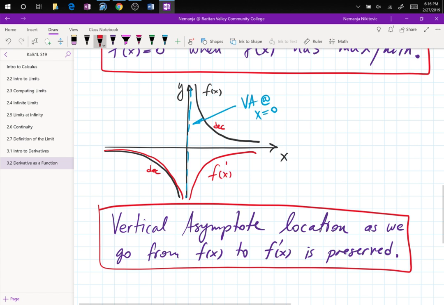Because they have to follow the blue asymptote. They have to be under x-axis. There's no other way to draw them. There's absolutely nothing else you can do other than to draw that.